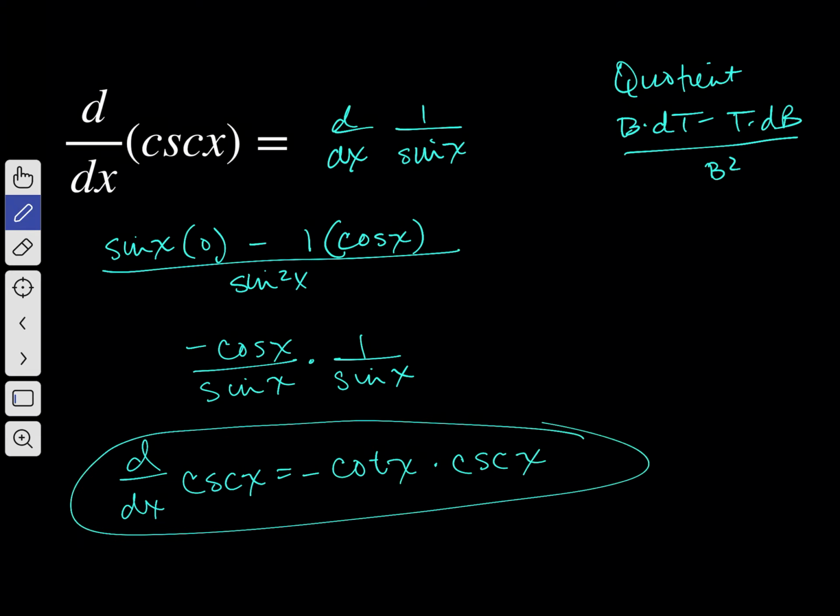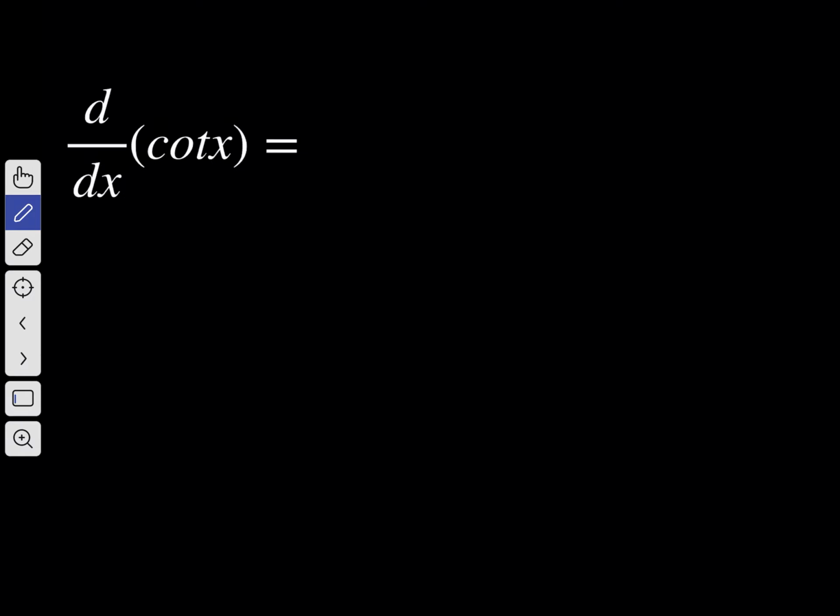Man, we are just flying through these. You can always pause the video and come back if I'm running too fast. All right, cotangent. That is cosine over sine.